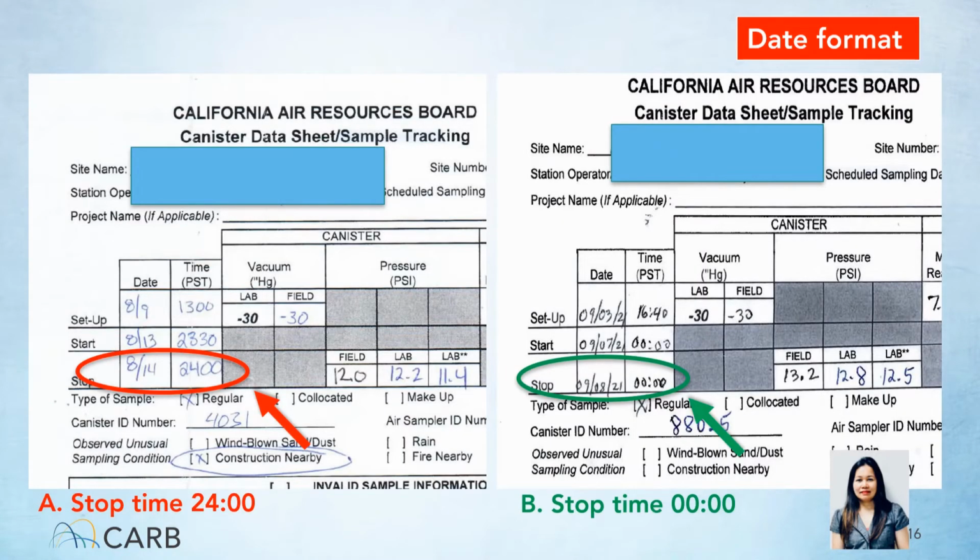Some site operators are using 2400 hours as their stop time. Please note that in the case on the left, the date written is actually August 15 at midnight, which is what sample handling staff will enter into LIMS. For consistency and data entry purposes, it is preferable to use 0000 to eliminate possible errors or misunderstandings.